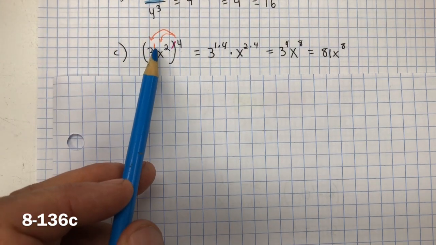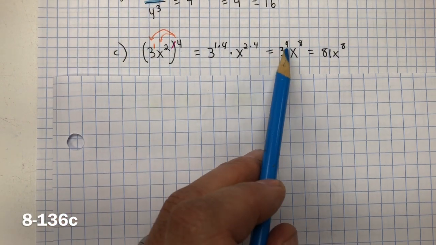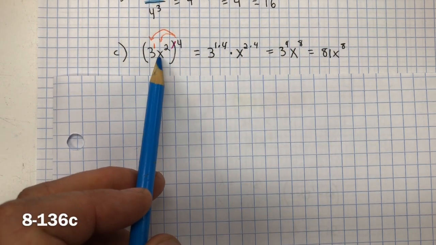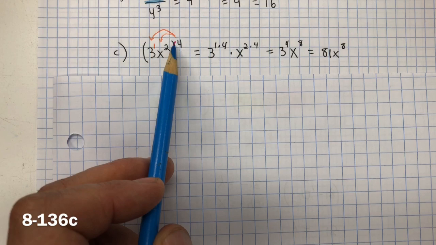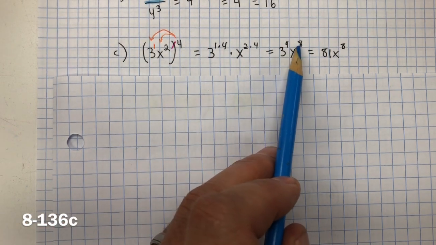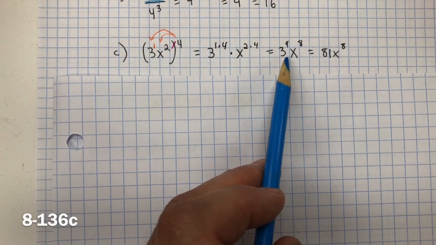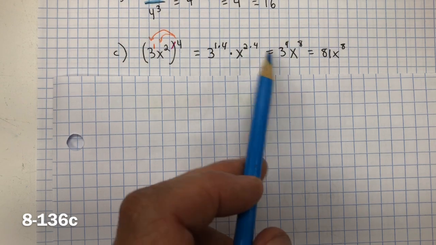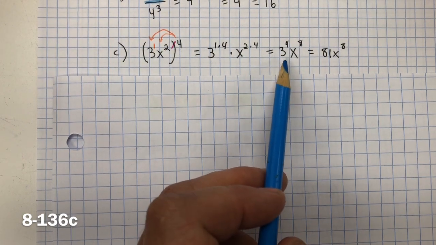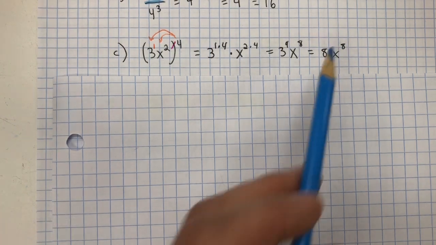So I have 3 to the first power multiplied by 4, which equals 3 to the fourth. X to the second power multiplied by 4, so that's 2 times 4, which equals 8. Now if the exponent is 4 or less, I want you to simplify it. So this is 3 times 3 times 3 times 3, which equals 81. So 81x to the 8th.